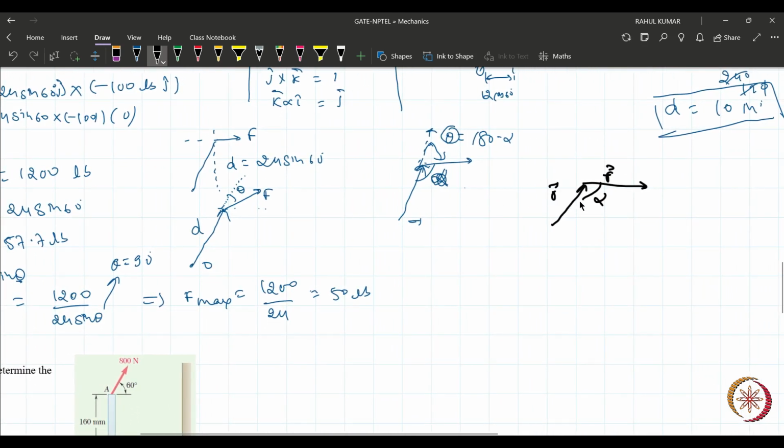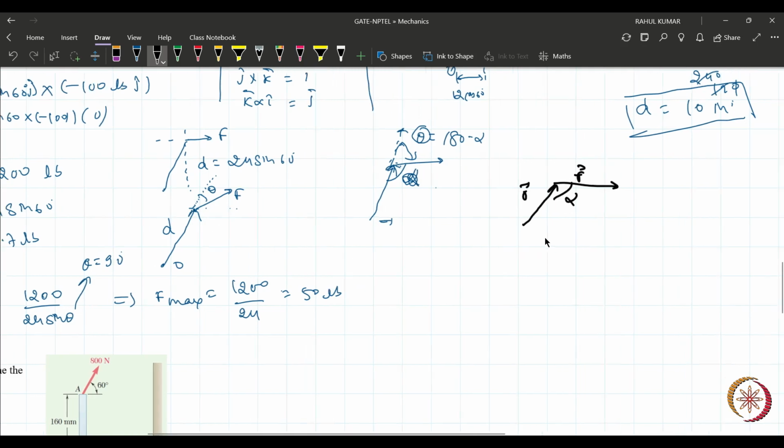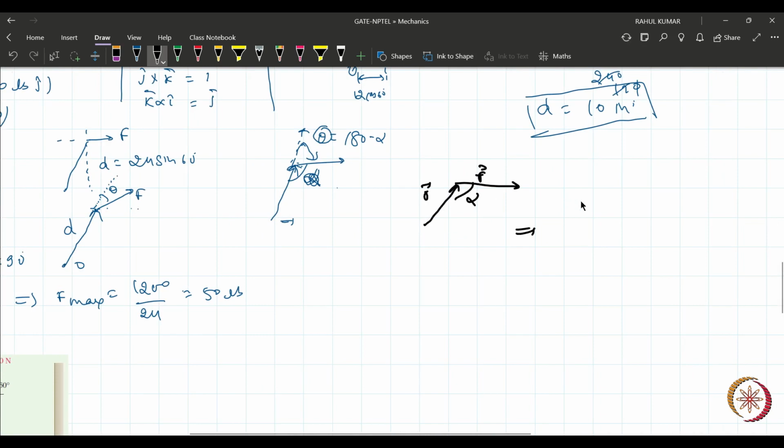Yes, sir. Actually, the angle between two vectors will be decided by the angle between the tails. You cannot consider this angle, because you can extend this vector like this. So you have to consider this angle, that is nothing but 180 minus alpha, not this angle. This is not the angle between R and F. Did you get it? Okay, sir.